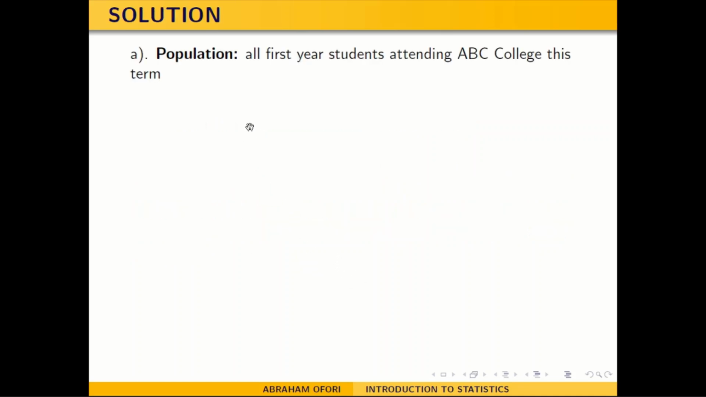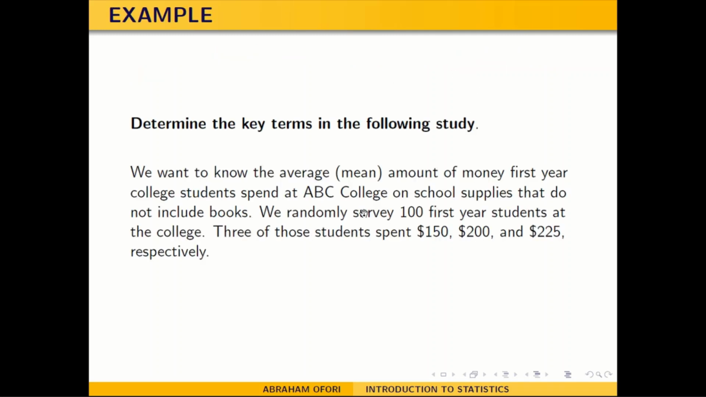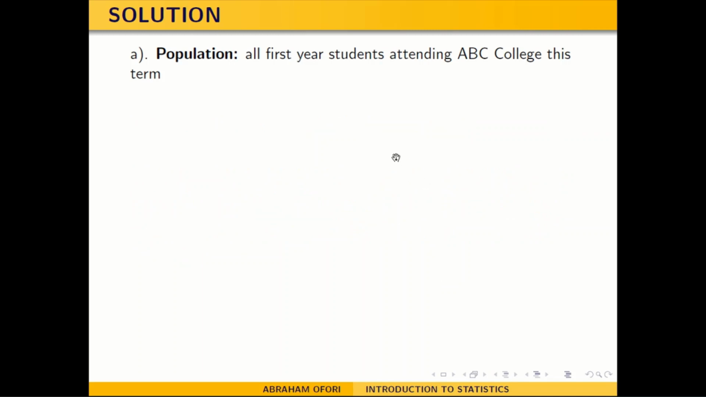So the population is what? All first year students attending ABC College this term. If you look at it clearly, we say we want to know the average mean amount of money first year college students spend. So all the first year students in that ABC College is what? Our population. This is very cool, right?